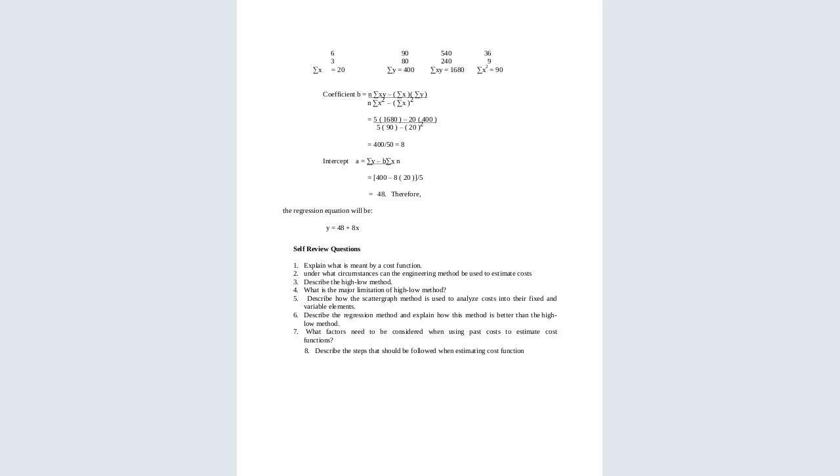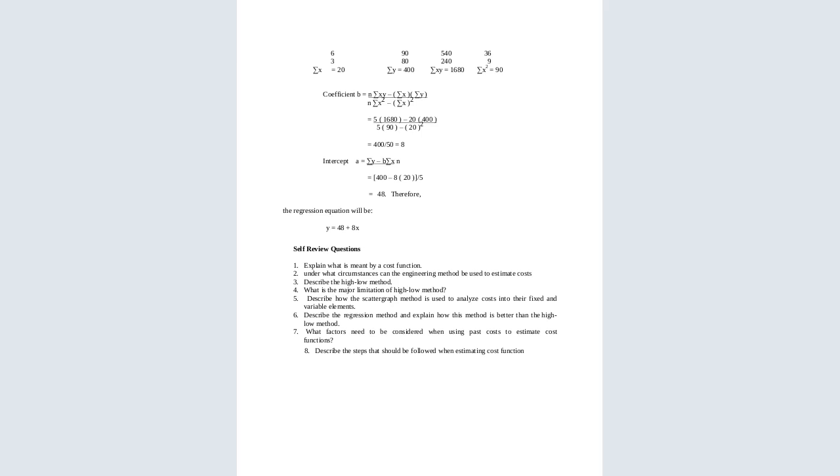So from the equation, for b we take n sum of XY. Our n was 5 periods. Sum of XY from the solution is 1680, minus sum of X, which is 20, multiplied with the sum of Y, which is 400, divided by n sum of X squared. Our sum of X squared is 90 times 5, minus the total sum of X, which was 20, then you square. So meaning our b, which is the variable cost per unit, is 8.